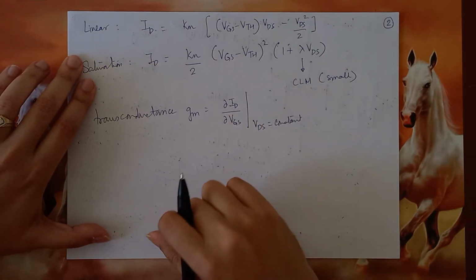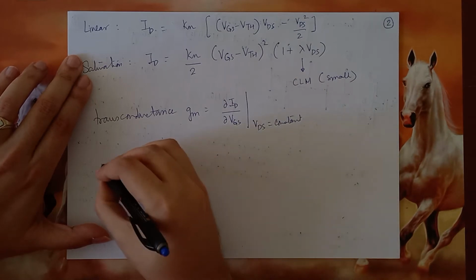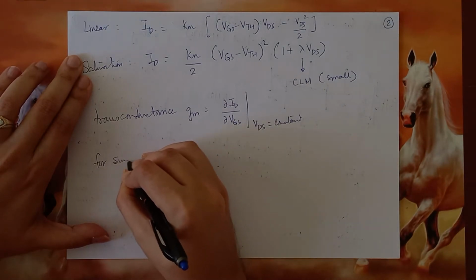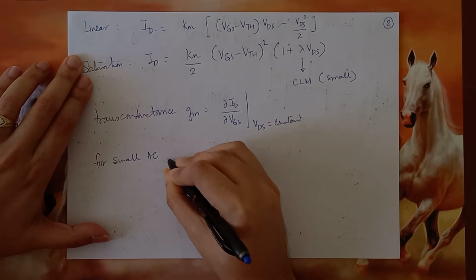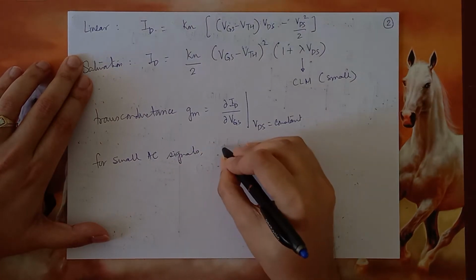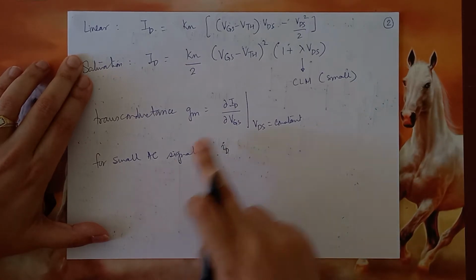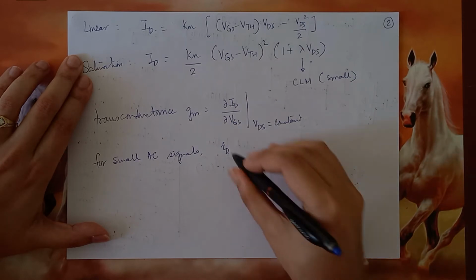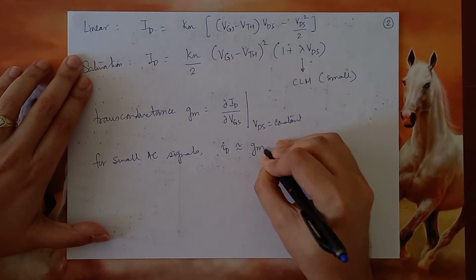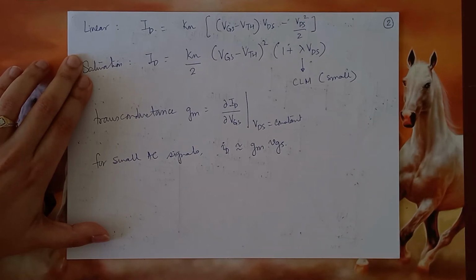So here what is happening is we can almost say that for small AC signals, the drain current, which I will now write in small i, this small i indicates AC, capital I indicates DC. So this is almost equal to gm times vgs. This is considering only the AC components.